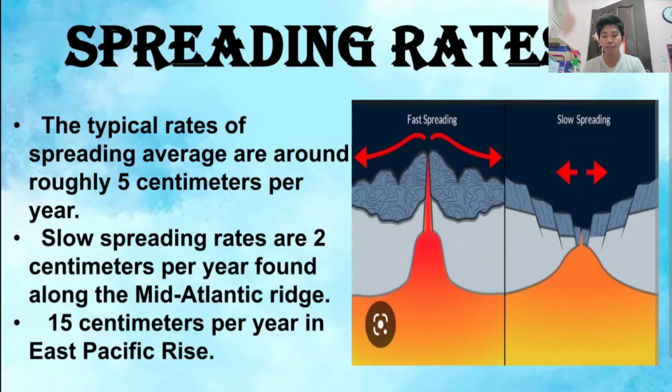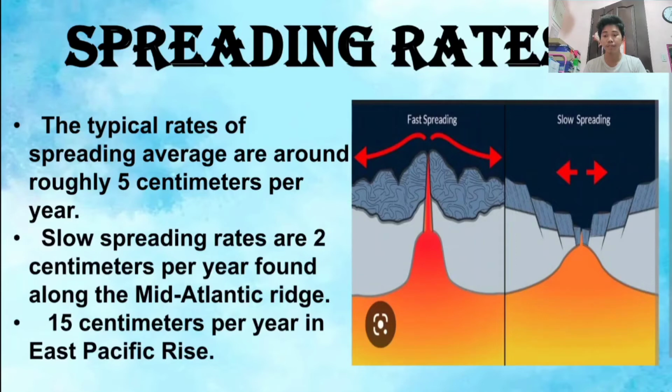Typical rates of spreading average roughly 5 cm per year, roughly the same rate at which human fingernails grow. Comparatively slow spreading rates of 2 centimeters per year are found along the Mid-Atlantic Ridge, whereas spreading rates exceeding 15 centimeters per year have been measured along sections of the East Pacific Rise. Although these rates of seafloor production are slow on a human timescale, they are nevertheless rapid enough to have generated all of Earth's ocean basins within the past 200 million years.